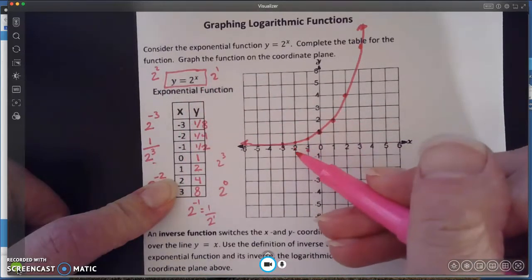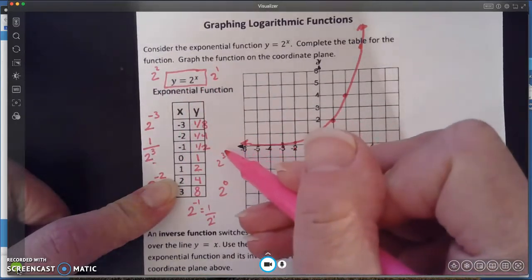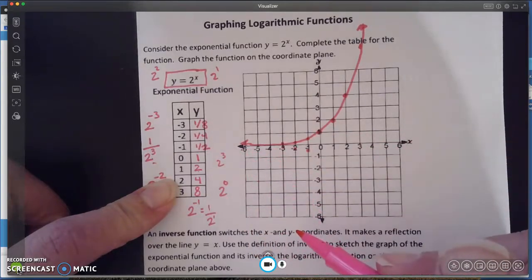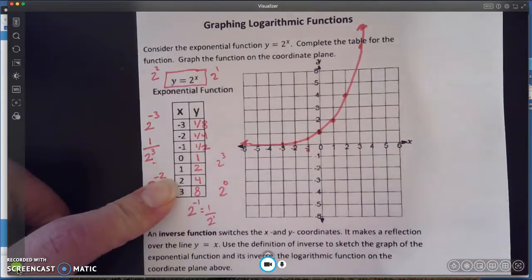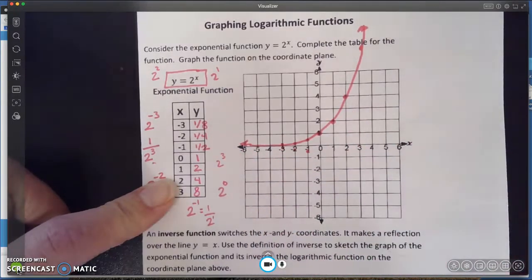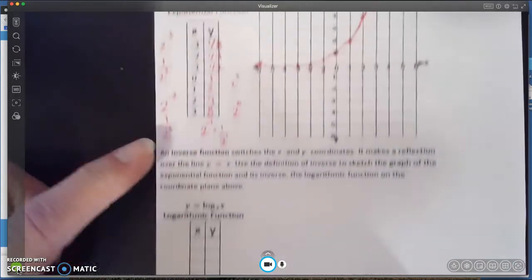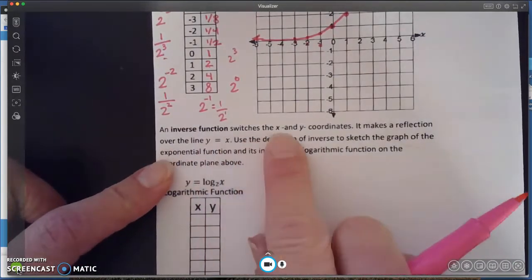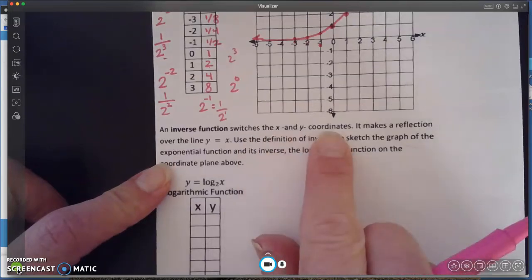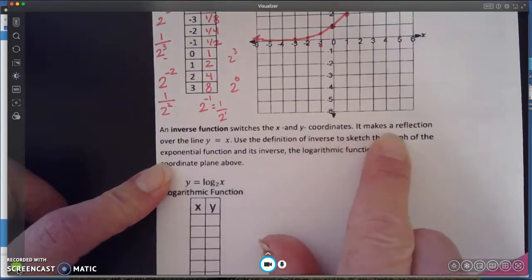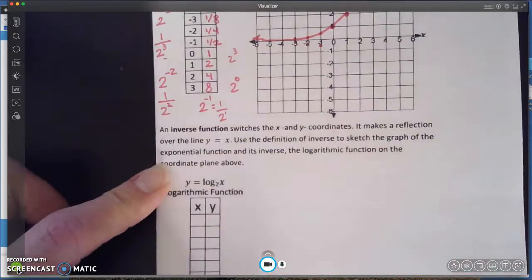So no matter what, you're just going to keep getting smaller and smaller as you go to the left, but you'll never quite actually touch 0. Okay, so that is what our exponential function looks like. Now, it says an inverse function switches the x and y coordinates. Okay, we've already kind of been exposed to that. It makes a reflection over the line y equals x.